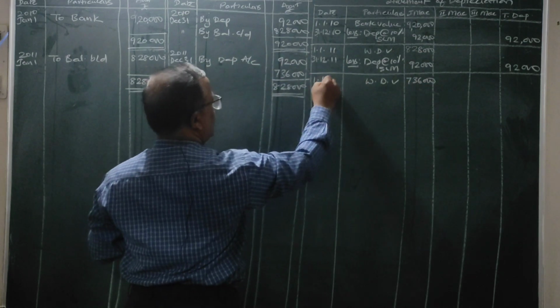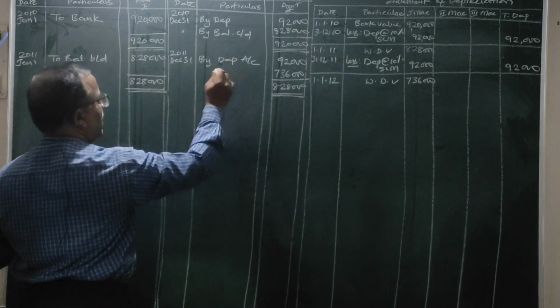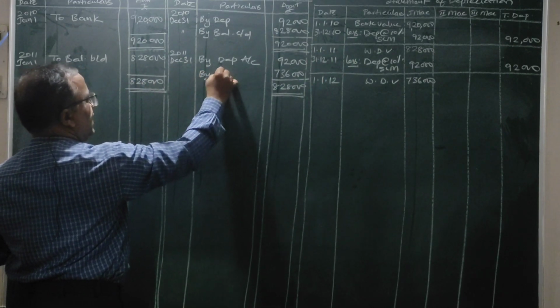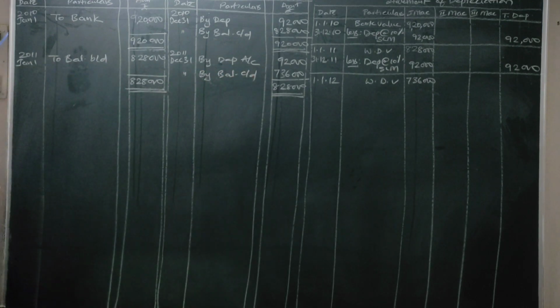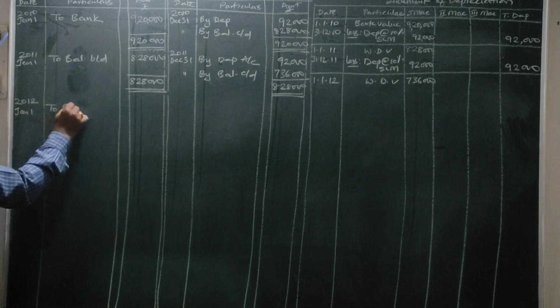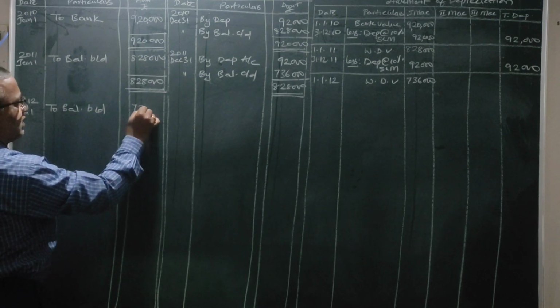On which date? On 1st of January, the next day, 2012. So here, when you balance this account, you are going to write by balance carried down. Next year, this will become to balance brought down. That is, on 2012 January 1, it will become to balance brought down. Okay, to balance brought down, how much will it be?